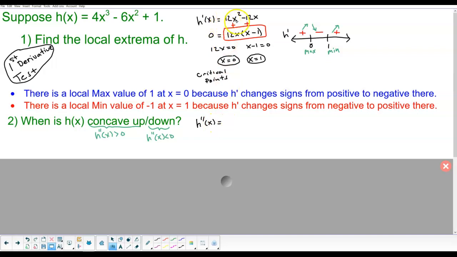So the derivative of 12x squared is 24x. The derivative of minus 12x is minus 12. And then we want to find the spot that makes that equal to 0. So set the second derivative equal to 0. Notice if I add 12 and then divide by 24, I get 12 over 24, which is 1/2.